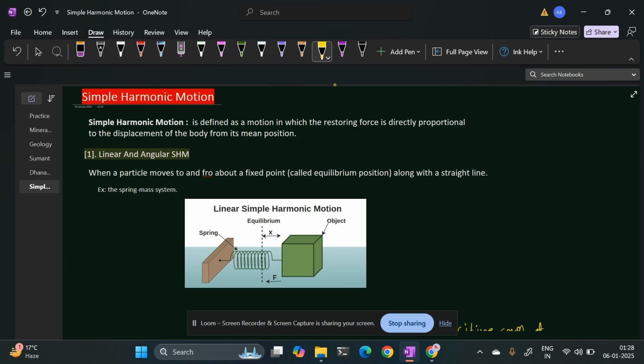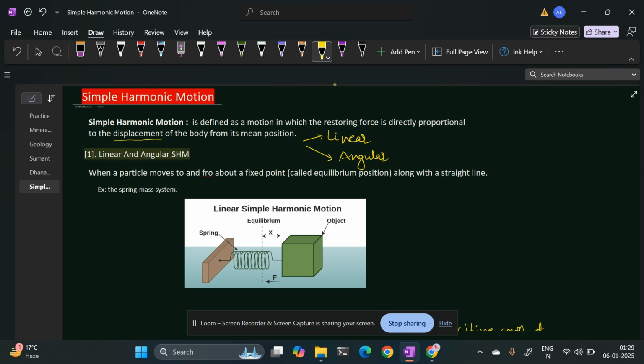So we can see that here displacement may be angular or linear. This means there may be two cases, either it's linear SHM or angular SHM. So we'll look ahead at what is linear SHM and what is angular SHM. Firstly, let's describe what is linear SHM. When a particle moves to and fro about a fixed position called mean position or equilibrium position along a straight line, that is called linear SHM.